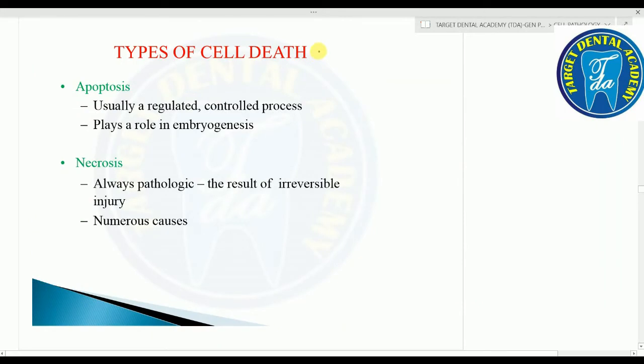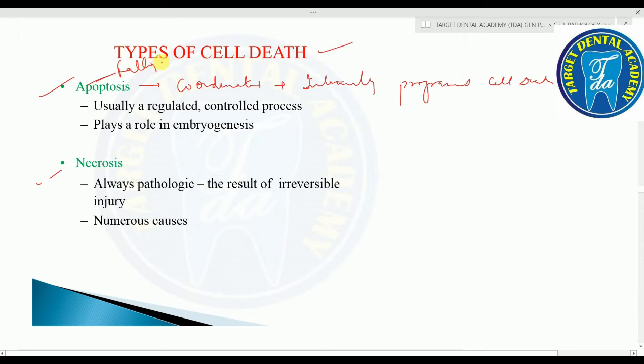Now coming on to the types of cell death. So in this we have two important terminologies, the apoptosis and the necrosis. So apoptosis is a form of coordinated and internally programmed cell death. Important. Right? Apoptosis is a Greek word which means falling off, or you can say dropping off.